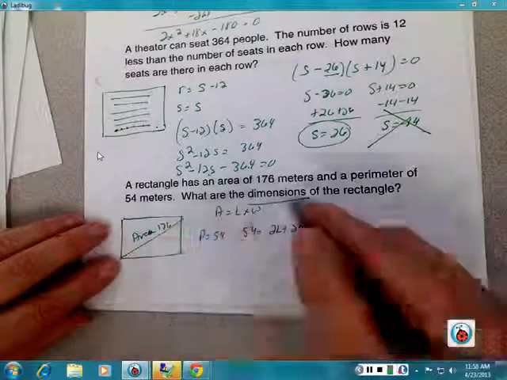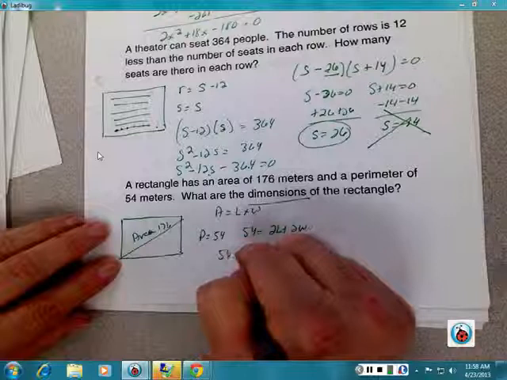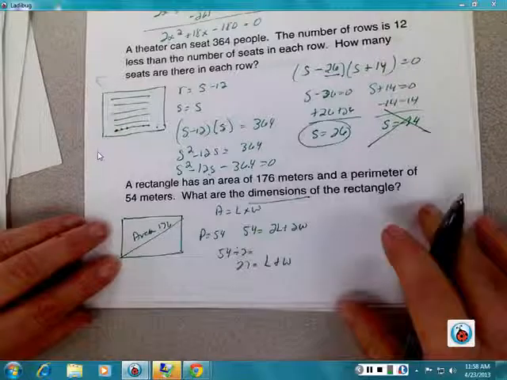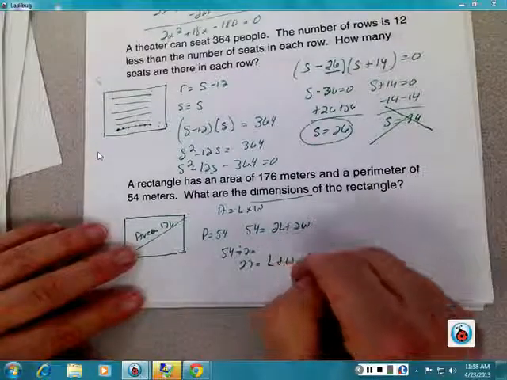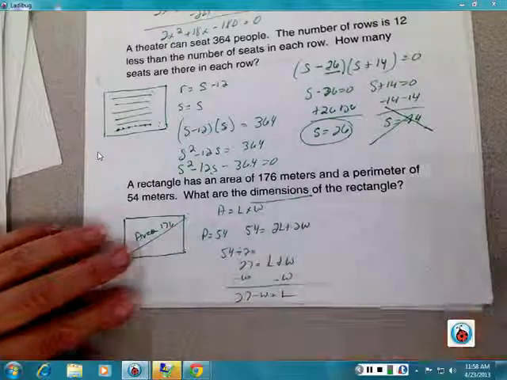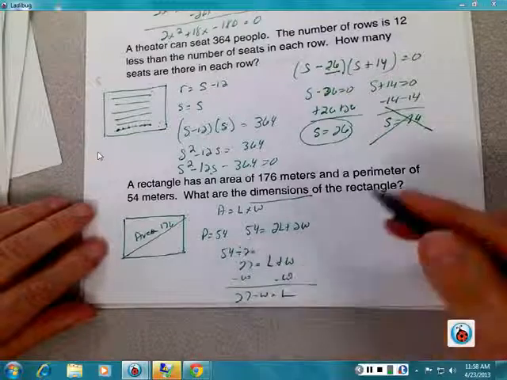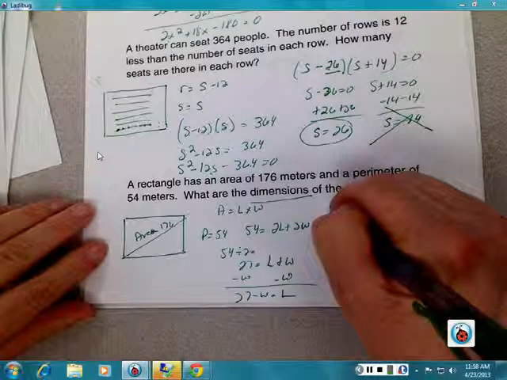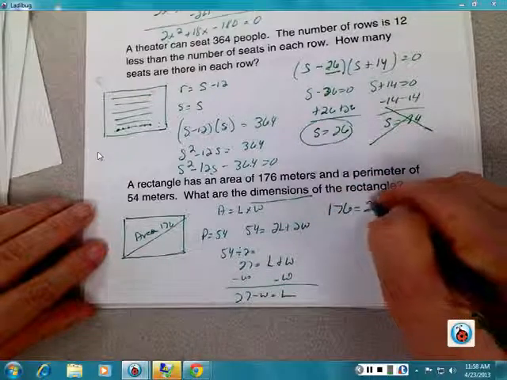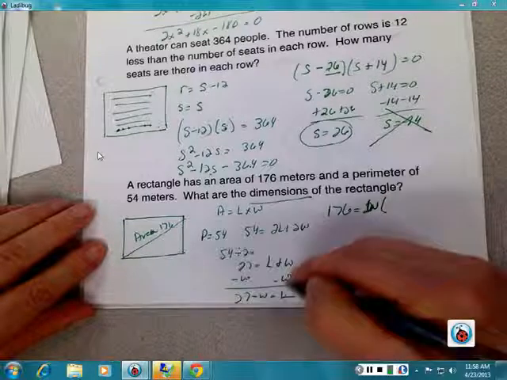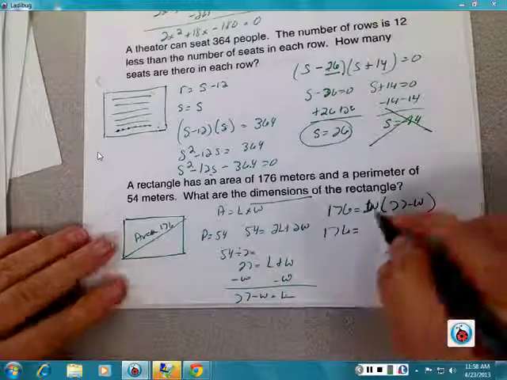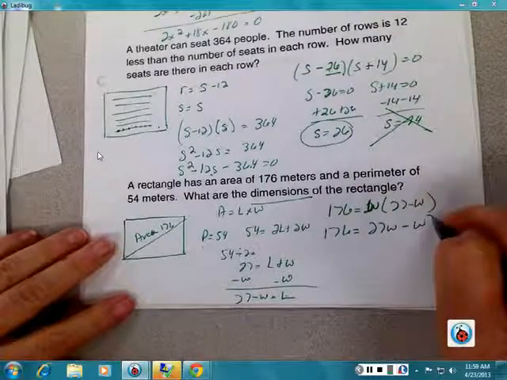So if I divide this in half, 54 divided by 2 gives me 27. So 27 equals L plus W, length plus width. If I solve for L, that means 27 minus W is equal to L. So now I've got everything in terms of W. So my area, which is 176, is equal to W times my length, which is 27 minus W. So I have 176 is equal to 27W minus W squared.